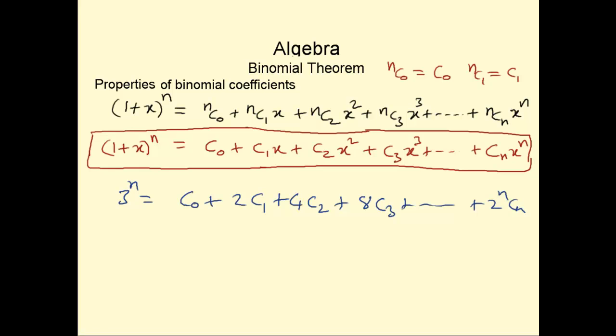So you can play with all the coefficients by putting different numbers for x and adding or subtracting. You can come to different results for the binomial coefficients. So this is property number 1.